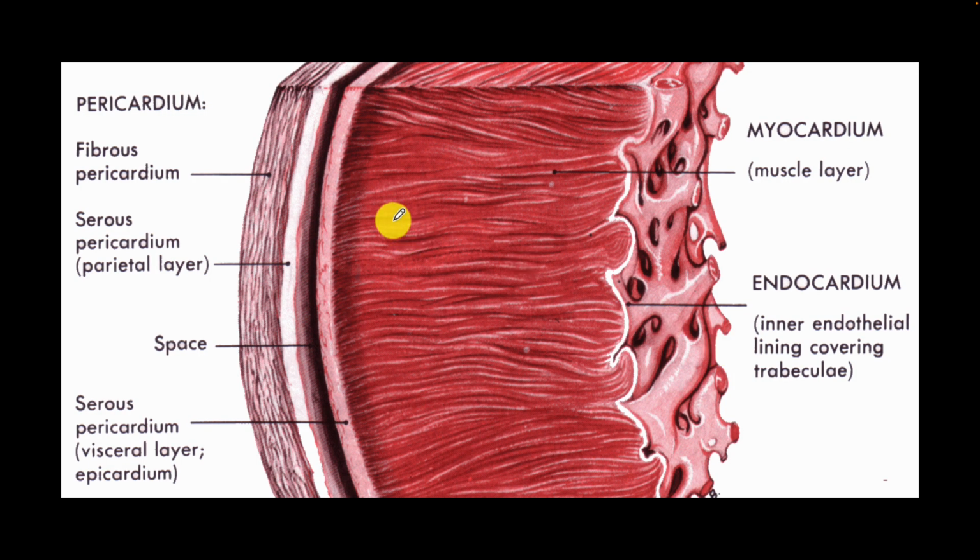So again, we're looking here at all of the contracting muscle within the heart. We're looking at the myocardium, this muscle layer, and what happens to this muscle when it begins to go through necrosis and begins to perish because of lack of oxygen.